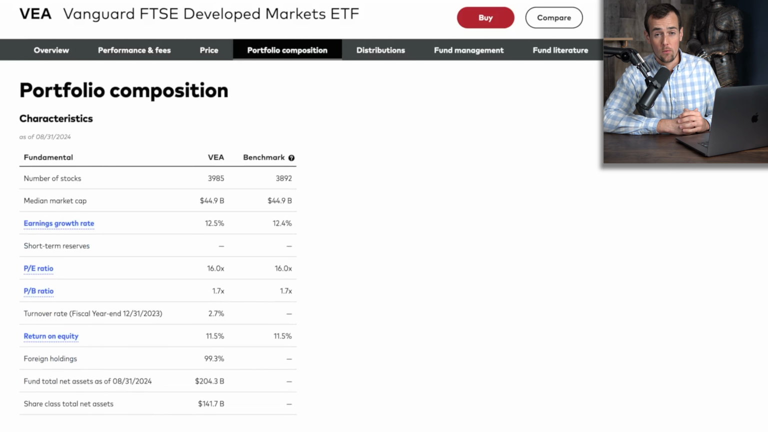In terms of the portfolio composition, this has 3,985 underlying holdings and a total invested in the fund here of $204.3 billion. So this is a very popular ETF that Vanguard offers.